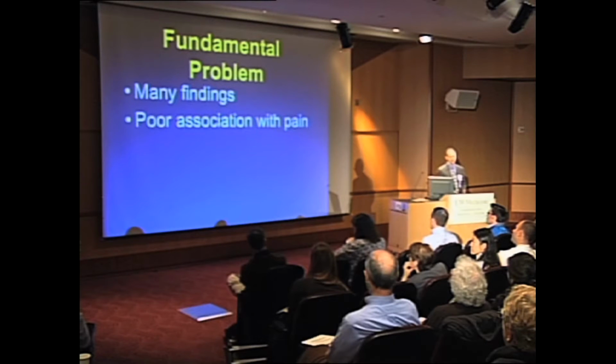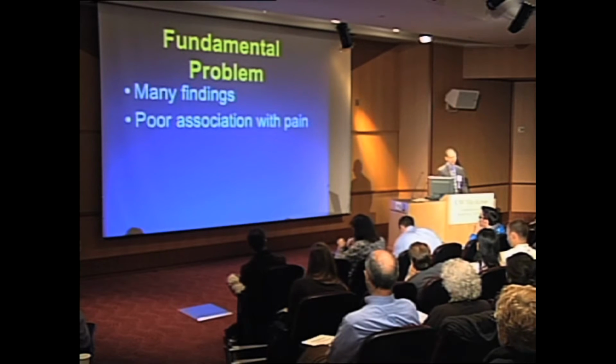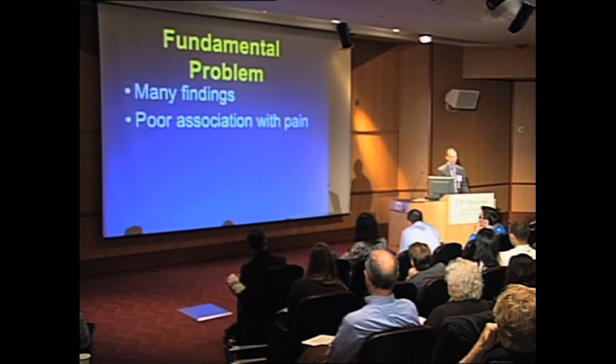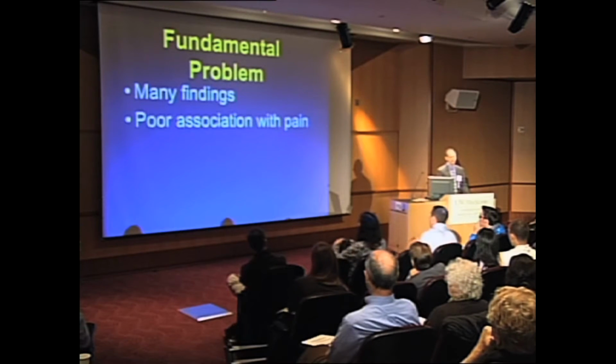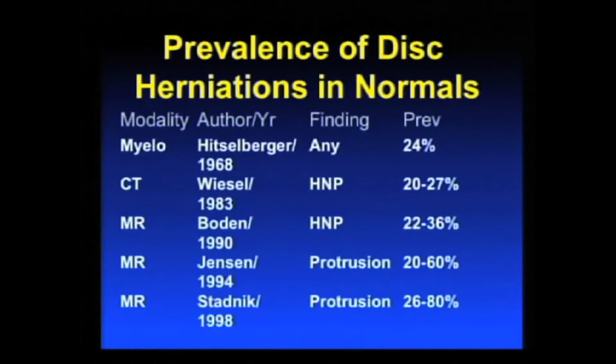So the fundamental problem that we all deal with, and as a neuroradiologist I deal with on a daily basis, is that whenever you image someone's spine who's over the age of, and pick an age, 35, 40, you'll find something. So there are many findings that one can see, and many of these findings have a poor association with pain. Going back through the ages into ancient times when only myelography was available, people did these sorts of studies, looking at imaging findings in people that do not have low back pain.